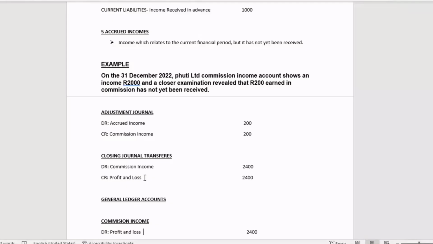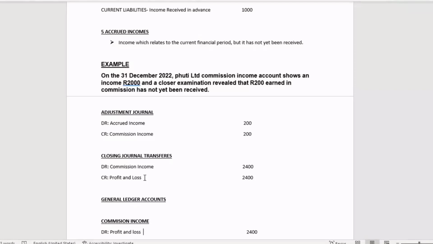So the example would go as follows. On the 31st of December 2022, Protein Limited's commission account shows an income of 2,000 Rand, and a closer examination revealed that 200 Rand in commission has not yet been received. So basically, it means that you have received all of those amounts for all of those months, but you are left with the final month, which is December 2022.